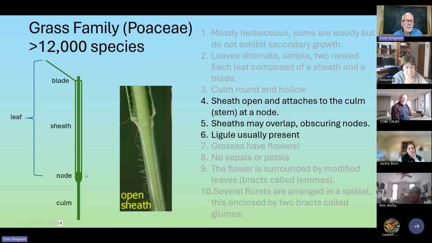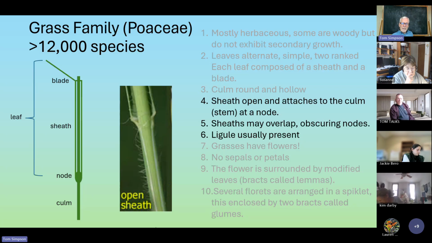This is like the point of attachment of an oak leaf to a twig. The oak leaf attaches to the twig at a node. This is the node on a grass. The leaf attaches, but then wraps around the stem and doesn't stretch out a blade that would really capture a lot of sunlight until some distance up the stem.